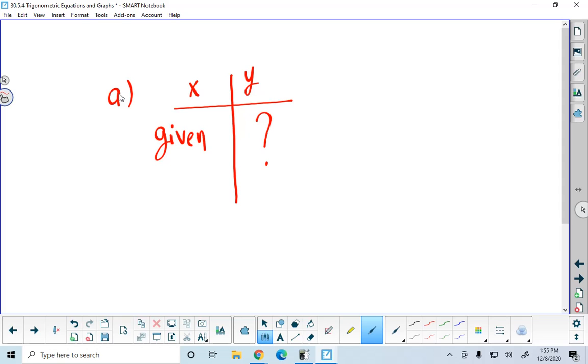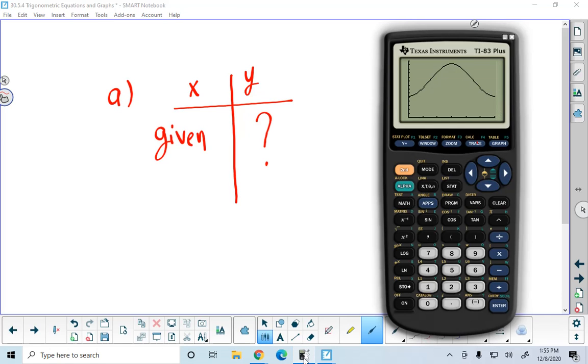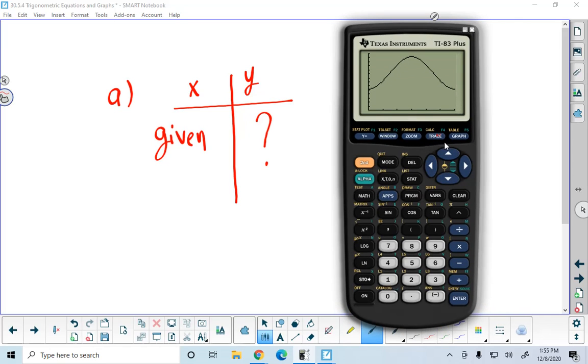Time is x. And if you're given the time, all you have to do to answer the question is put the time in once you go trace. So if you hit your trace key, you can just enter the time. So if I enter 5 hours after midnight, the depth is 25.42.